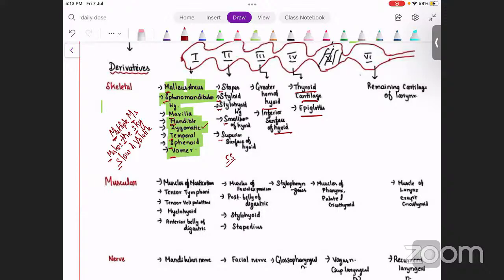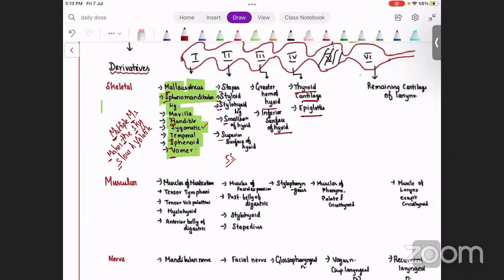Okay. And what are the pharyngeal arch 2 derivatives? How many S's you have to remember? 5S, people. What are the 5S of pharyngeal arch 2? Stapes, styloid, stylohyoid ligament, small horn of hyoid, and superior surface of your hyoid.